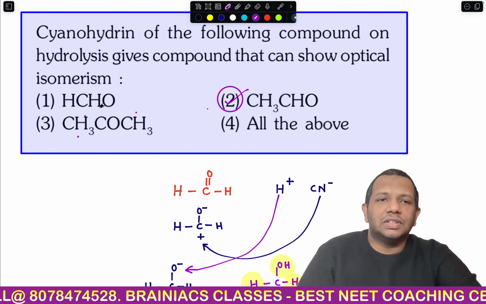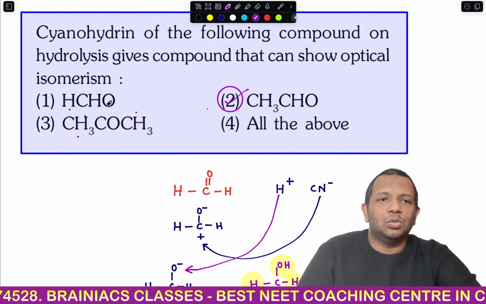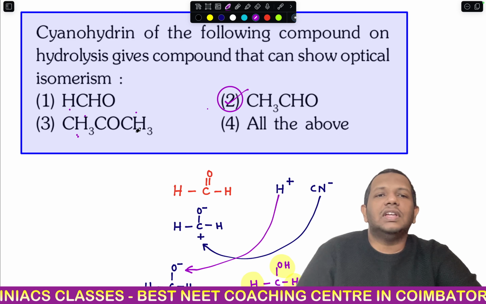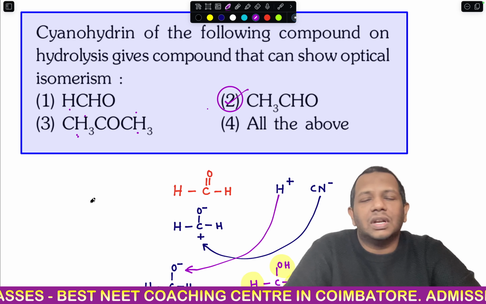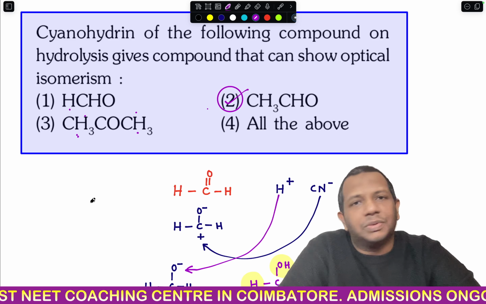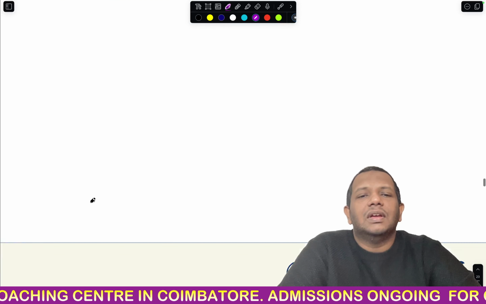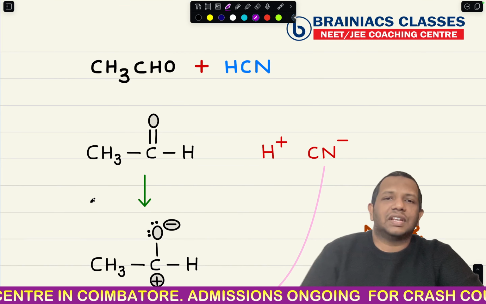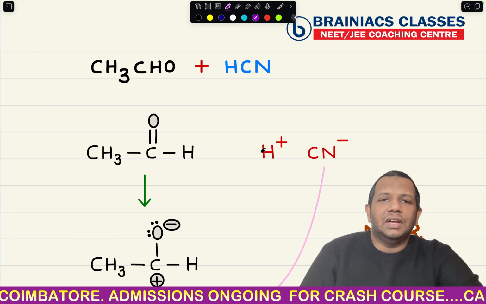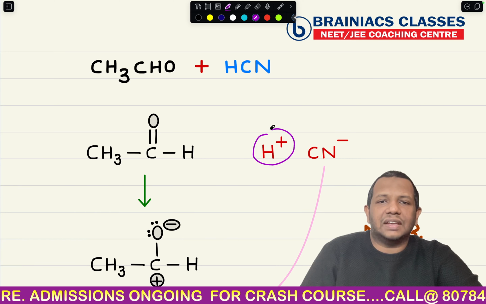Clear? Why am I choosing that? Because in HCHO you can see 2 hydrogen atoms are there. Here 2 CH3 are present. So surely it will not give you a compound that shows optical isomerism. Correct? So you can say here CH3CHO reacting with HCN will split like H plus and CN minus.